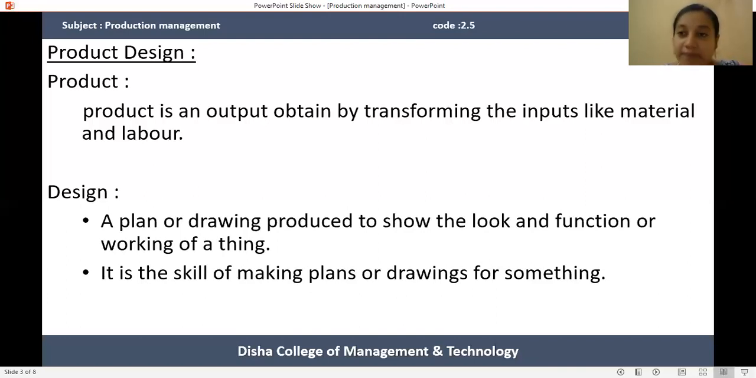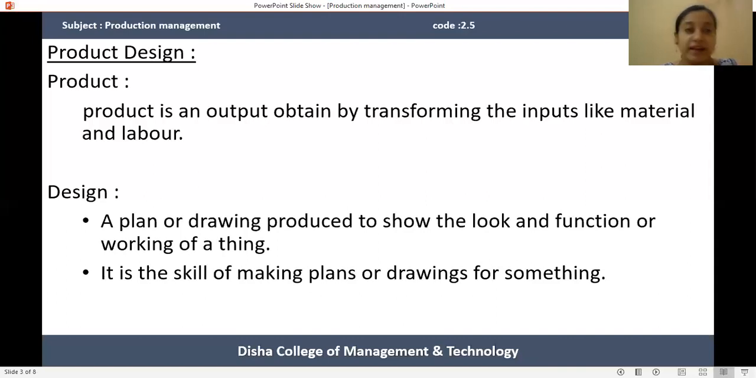Next comes design. In our day-to-day life, we sometimes say that we make various designs related to a particular thing. So what does design mean here? Design means a plan or a drawing related to a particular thing that shows how the thing looks and what the thing will do, what it has to perform. So a design is a plan or drawing related to a particular thing, and it shows the look and functions of that thing.